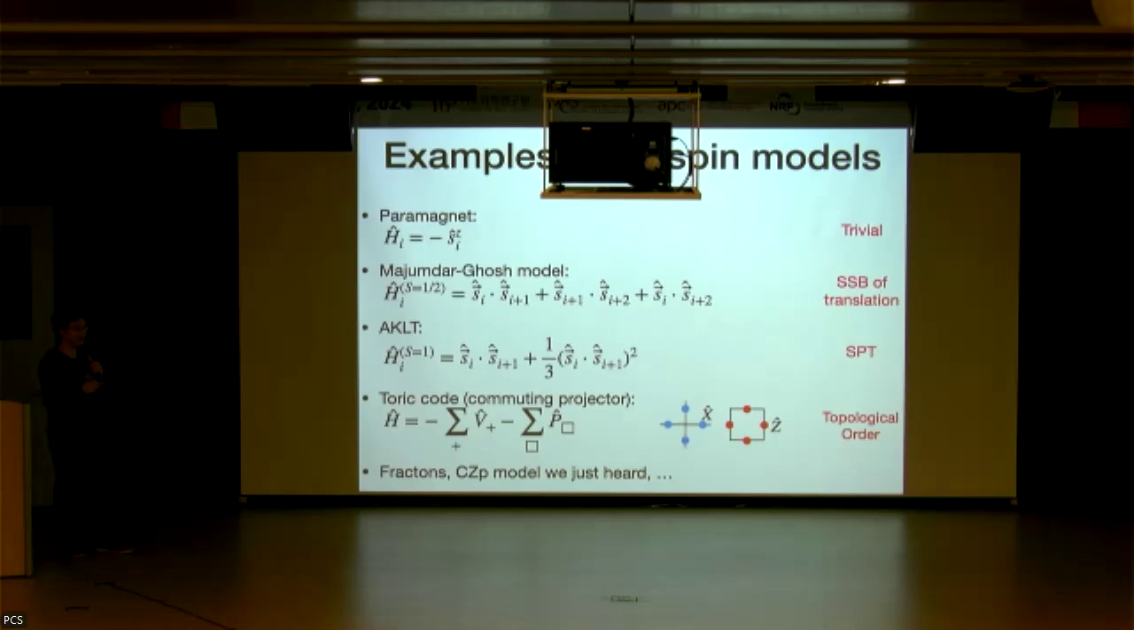And we just had a CPZ model in the previous talk, which gives you very non-trivial phenomena. That's also, as far as I understand, frustration free, right? So because of this richness of the phases represented by frustration free Hamiltonians, I believe it's still worth studying the general properties of this class of Hamiltonians.